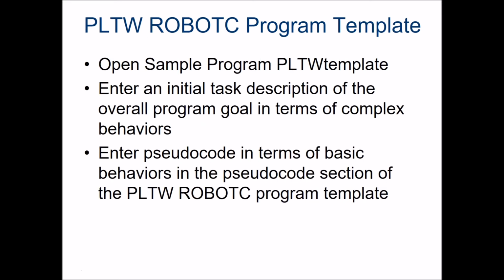So when you open the sample program, the PLTW template, you're going to enter an initial task description of the overall program goals in terms of complex behaviors. Okay, so you're going to want to start with those complex behaviors. Then you're going to write some pseudocode in terms of the basic behaviors. So what are the basic behaviors you want your robot to do? That's going to go in the pseudocode section of the PLTW ROBOTC program template.